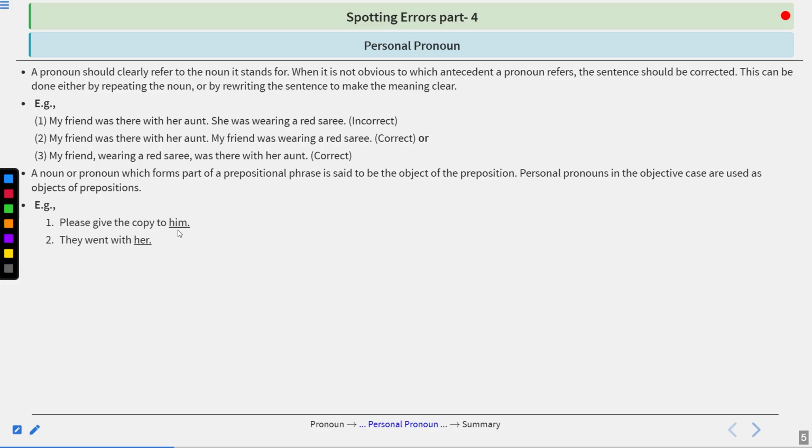Example: please give the copy to him. So here there is a preposition, to, and here we have used him as an objective case, not a subjective case. Here again there is a preposition, with. Here again we have used an objective case of she, not the subjective case she, but the objective case her. I hope you understood. So the underlined pronouns are the objects of the prepositions to and with.